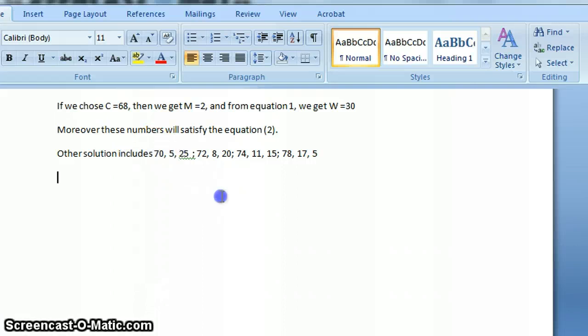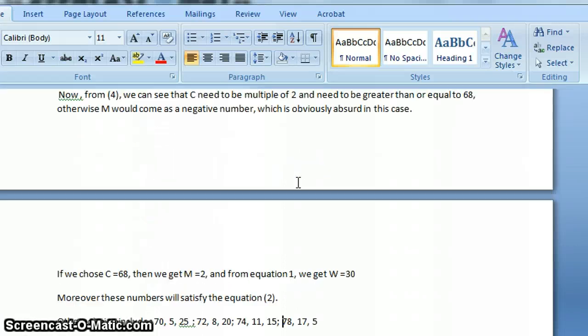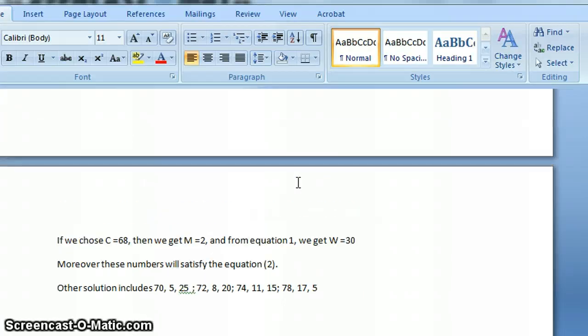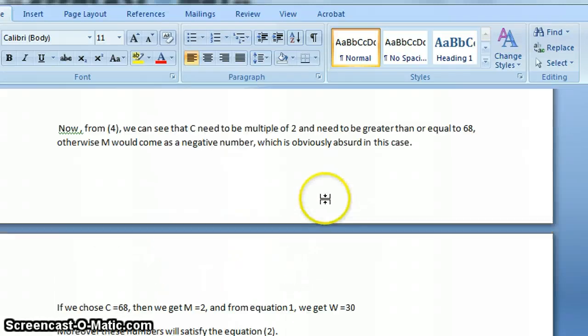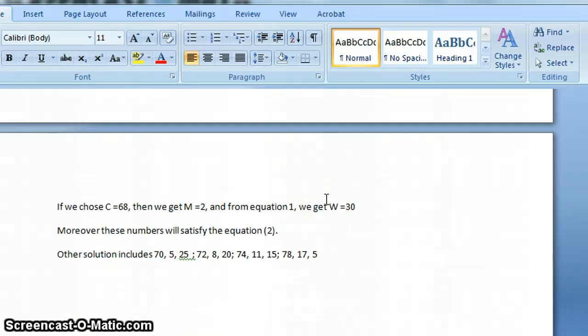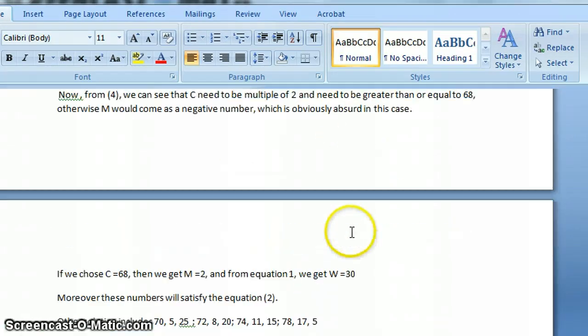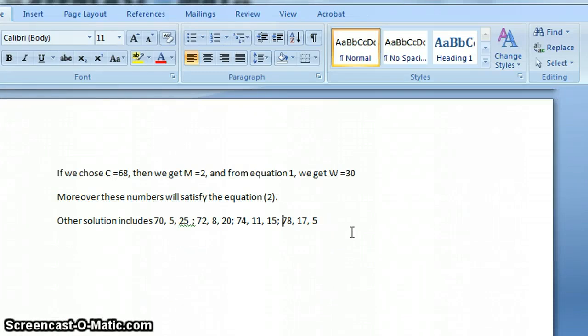And then you have other solutions too. When you try all those numbers, it's going to work. You can increase the number of children, and when you increase the number of children to 70, then you get number of men 5 and women 25. So these are all other sets of solutions. So 1, 2, 3, 4, and then the one we have over here is the 5. So we have altogether 5 solutions for this problem.